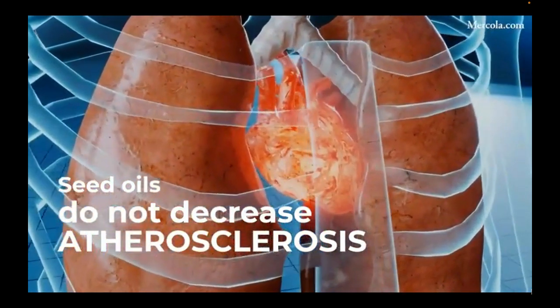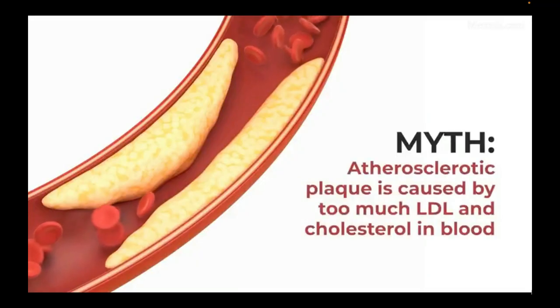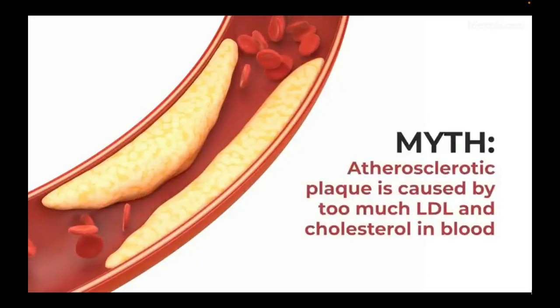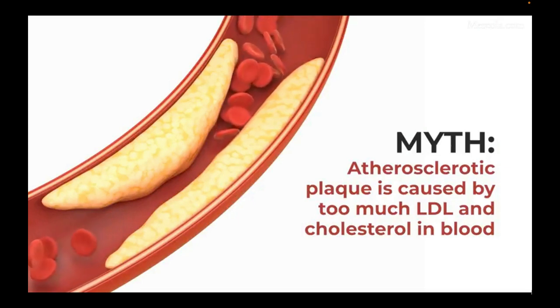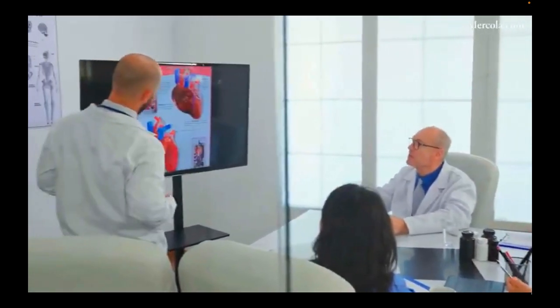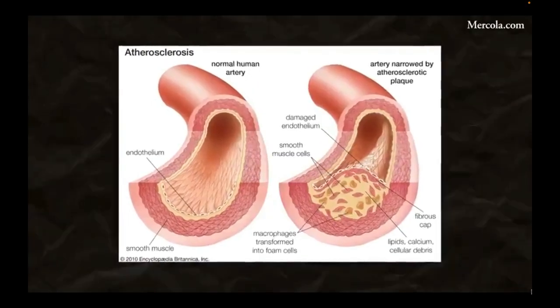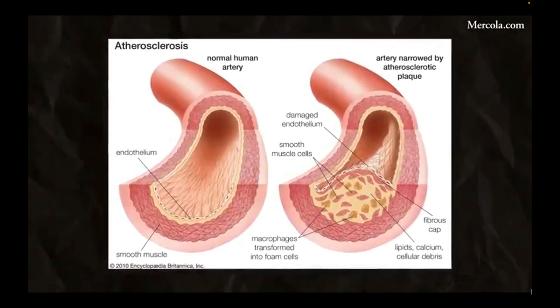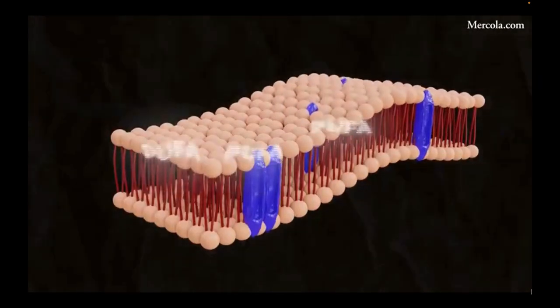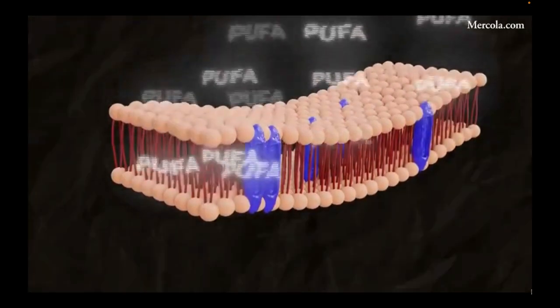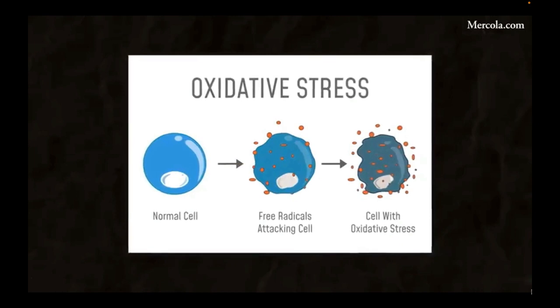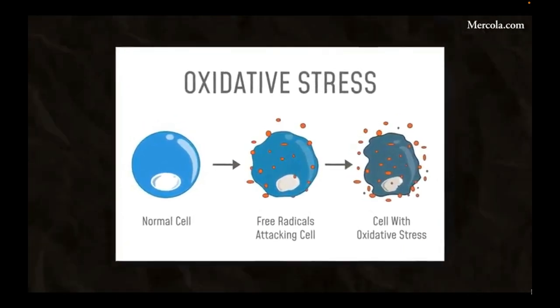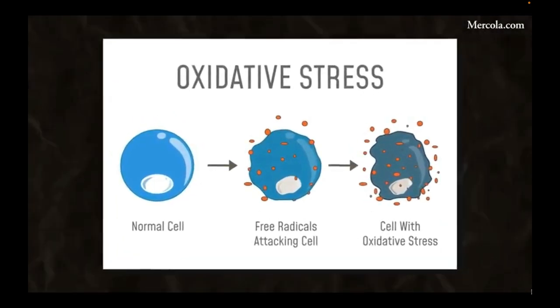There is a widespread medical myth that atherosclerotic plaque is caused by too much LDL, low-density lipoproteins, and cholesterol in your blood. Yet, this is not what the research shows. Instead, science tells us that the mechanism driving atherosclerosis is the oxidation of PUFAs, specifically LA, in your LDL membrane. This is because excess PUFAs lead to fragile cell membranes that can easily be damaged by oxidation and free radicals.